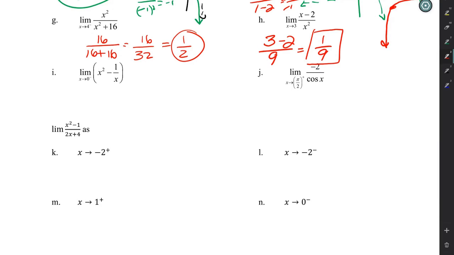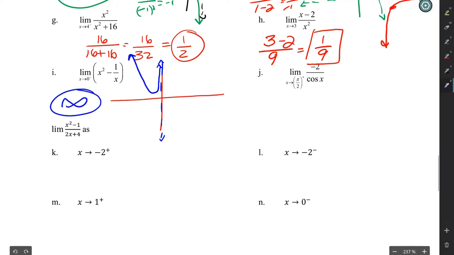For I, take a minute and graph this in your calculator. Go ahead and pause me while you graph it in your calculator. You'll see it's a pretty strange looking graph. The part I'm interested in is the part to the left of 0. The part to the left of 0 kind of looks something similar to this. So as I look at that, the limit as x approaches 0 from the left is positive infinity.